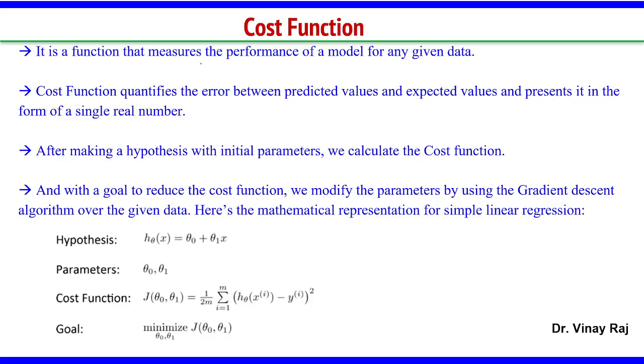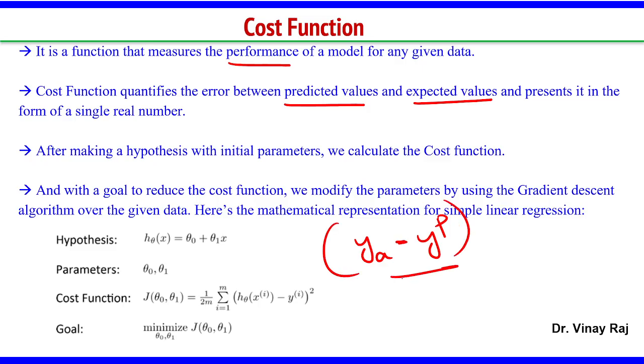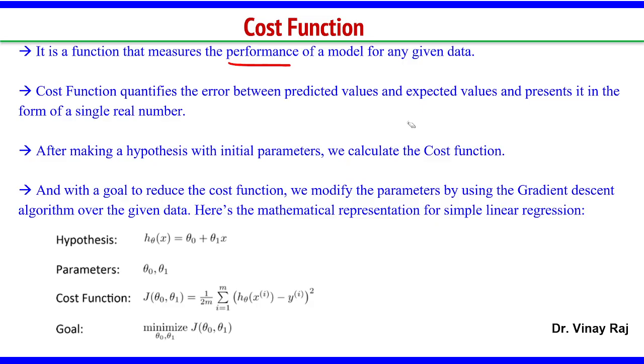A cost function measures the performance of a model. It quantifies the error between the predicted values and the expected values. That is what we actually have to reduce. I have my actual value and my predicted value, and I have to reduce the difference between them, actual value minus predicted value. I have to reduce this error. There are a lot of cost functions, and one could be mean squared error. After making a hypothesis with initial parameters, we calculate the cost function.